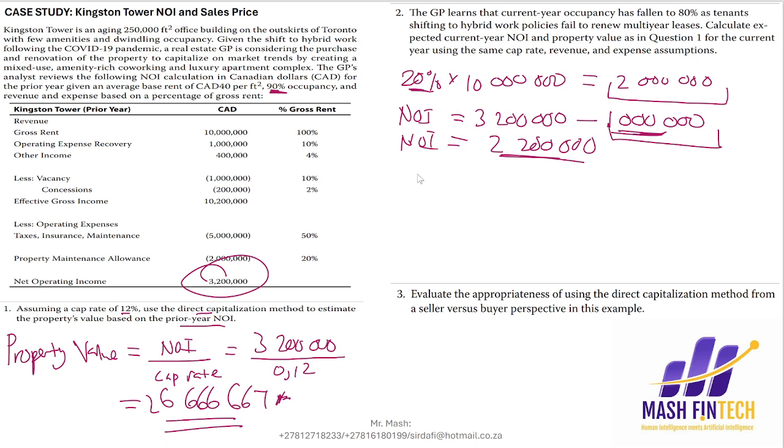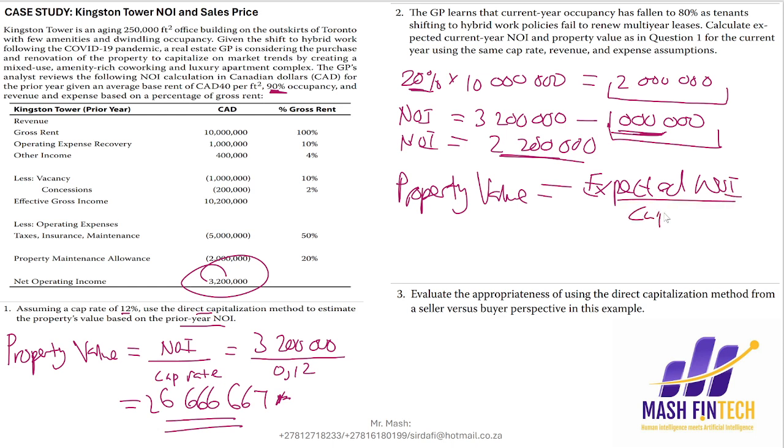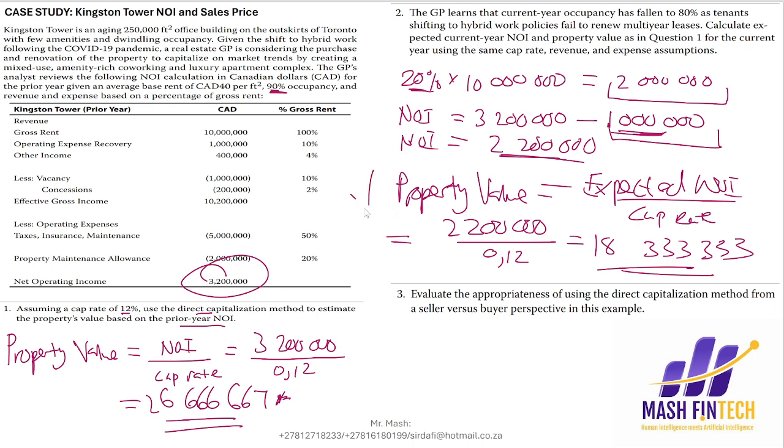After we get this, the property value becomes simple. The property value is then going to be equal to the expected net operating income over the cap rate, which is equal to 2,200,000 divided by the cap rate. We are told that this remains the same, and we're going to have 18,333,333, and we see that there's a decline in the property value because of this change in the occupancy.